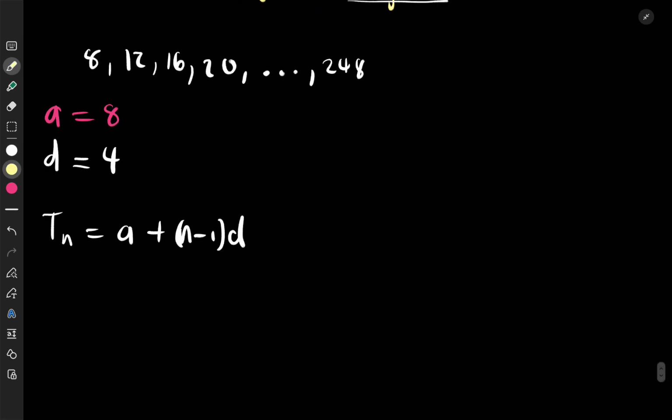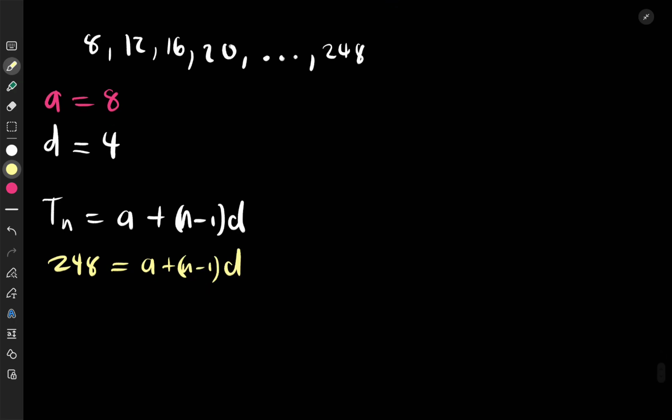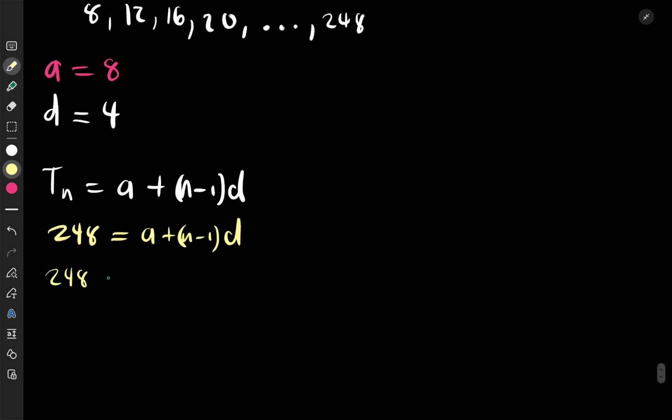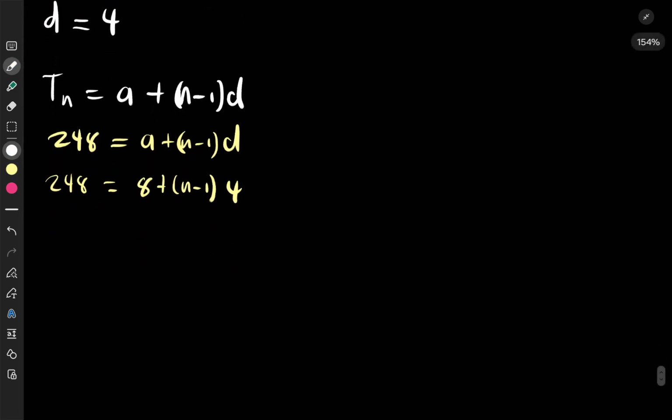And I don't know what that n is. I don't know how many terms I have. I have to find them. But I know that the term I'm looking for is the one which has an answer of 248. So I can say 248 is equal to A plus (n minus 1)D. We can have 248 be equal to, A is 8, plus (n minus 1), what is my D? 4.